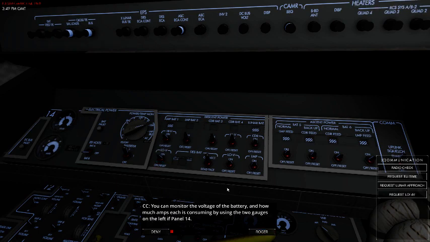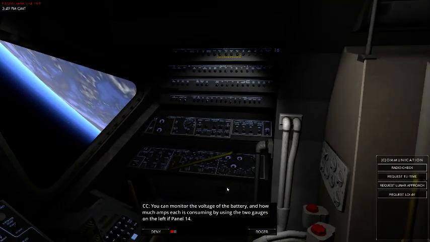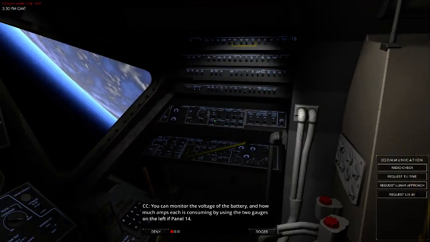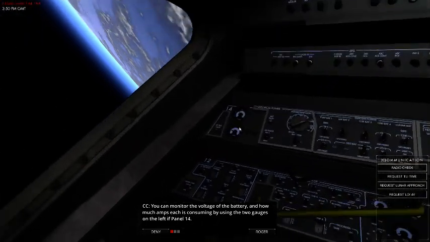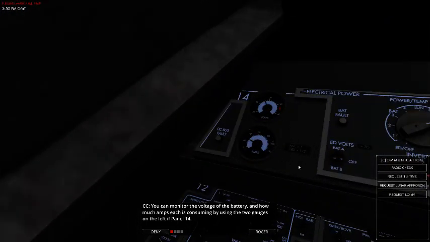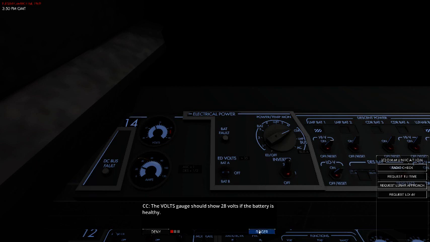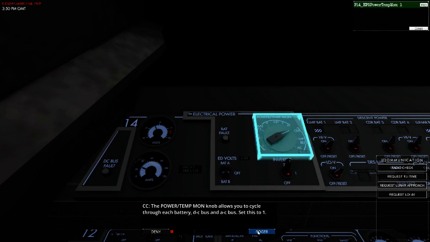You can monitor the voltage of the battery and how many amps each is consuming by using two gauges on the left of panel 14, which are right here. So we're using about 30 amps, I think. The volt gauge should show 28, yeah. So 28 volts, that's a healthy battery. The amps gauge should indicate 0 when the battery is offline, and the consumption rate when online. So it's online clearly because it's touching 30, I reckon.